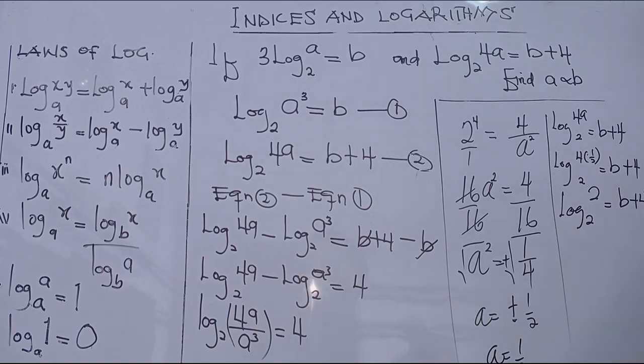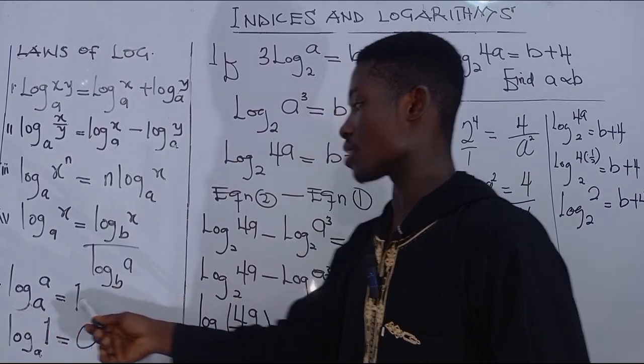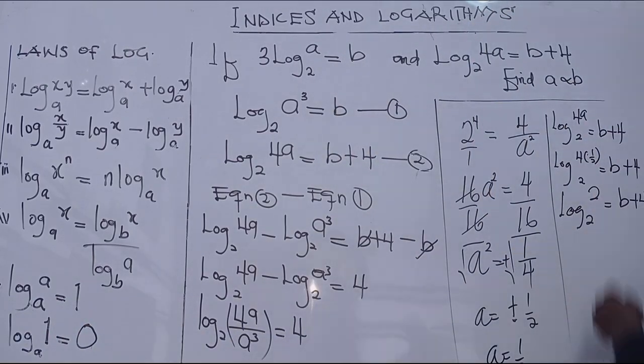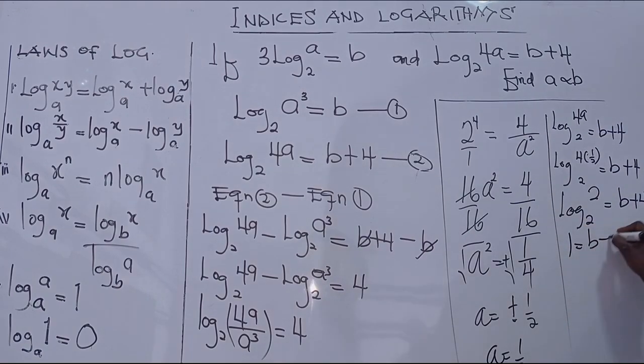Now applying this very property, the logarithm of a number to the base of the same number gives us 1. The whole of this is going to give us 1. So we have our 1 is equal to b plus 4. We are looking for b, so we can say that our b is equal to negative 3. So the value for a is 1 over 2, and then the value for b is what?